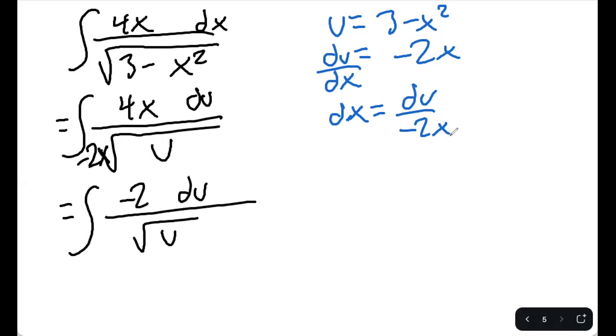Yeah. So what are your thoughts here? How do you think you would approach this? I'm guessing, like with the -2, I'd move it to the outside. Yeah, it's a constant multiple. You can move it.